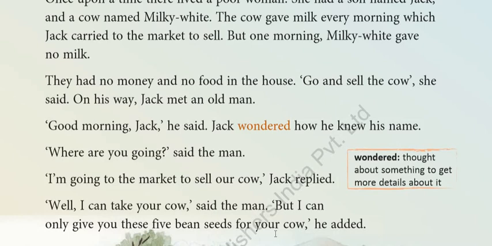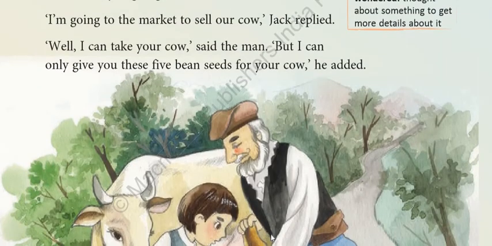Okay, so now the second counter question is, what did the old man offer to Jack in exchange of the cow? I will repeat the question one more time so that you can understand the question. You must understand the question. What did the old man offer Jack in exchange of the cow? Okay. By now, if you know the answer, I hope you have shouted aloud the answers at your home. So the correct answer is 5 bean seeds.